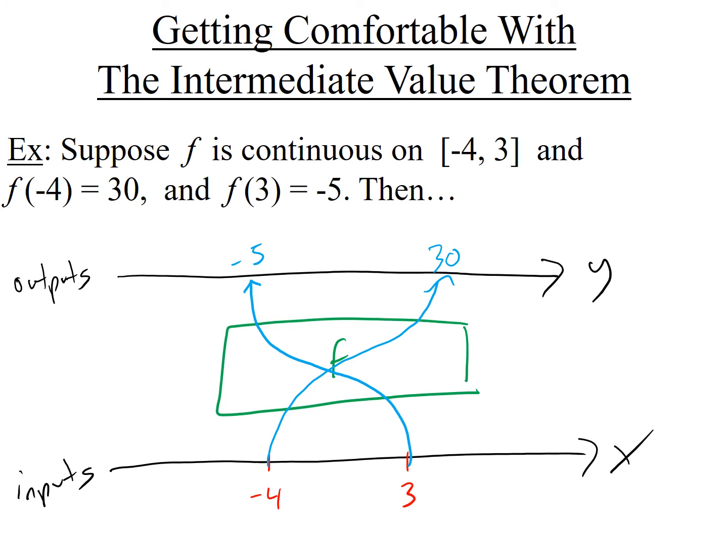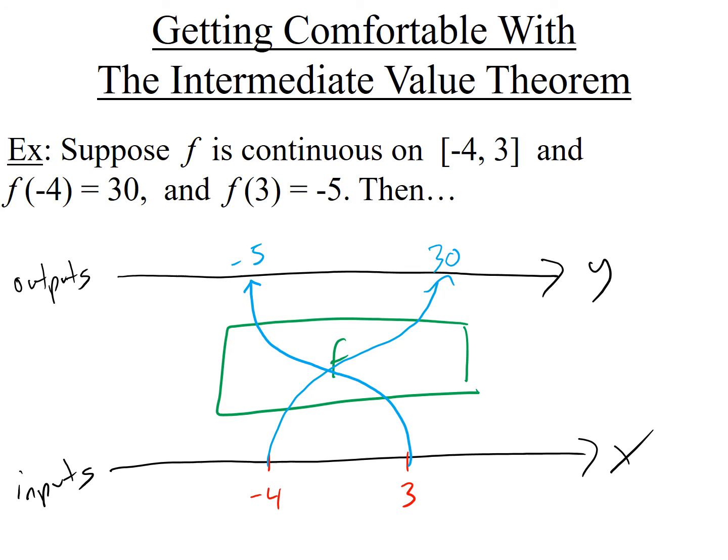Now, it doesn't matter that when you plugged in the bigger number, you got the smaller output this time. In the last problem, when you plugged in the bigger number, you got the bigger output. It doesn't really matter. All I really care about is that the two outputs are different. Whether the second output is bigger than the first one or smaller than the first one, doesn't matter. So now here's what the intermediate value theorem says.